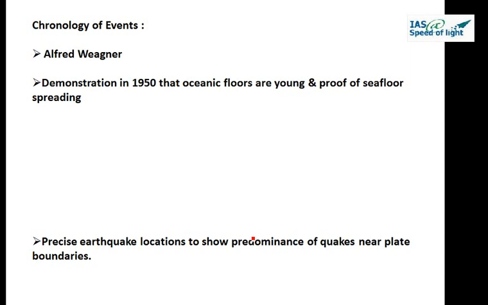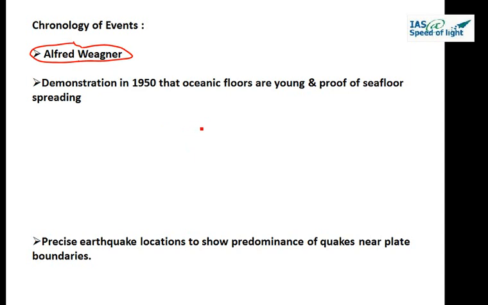Now, if we see the chronology of events, the first name is very important, Alfred Wegener, who started giving explanations about the origin of oceans and continents, and also about the reasons for the cold in Antarctica. Though his reasons were not really up to the mark, and there were many contradictions in the theory proposed by Alfred Wegener.